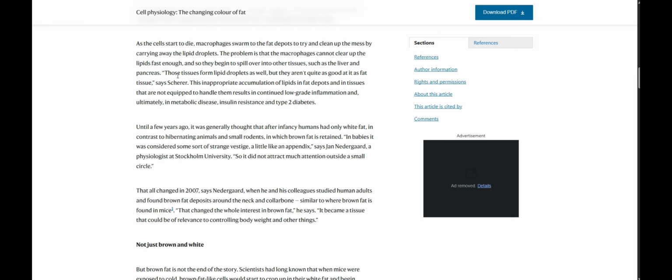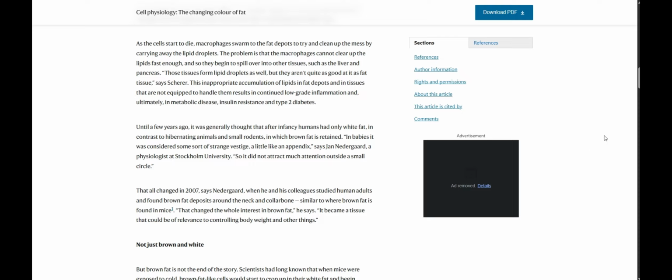Back to the article. Those tissues form lipid droplets as well, but they aren't quite as good at it as fat tissues. This inappropriate accumulation of lipids in fat depots and in tissues that are not equipped to handle them results in continued low-grade inflammation and ultimately in metabolic disease, insulin resistance, and type 2 diabetes.